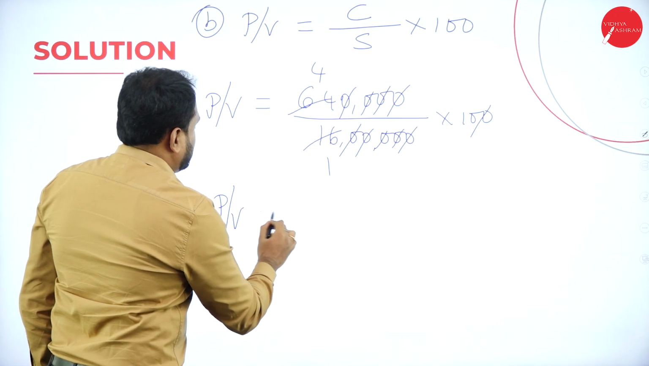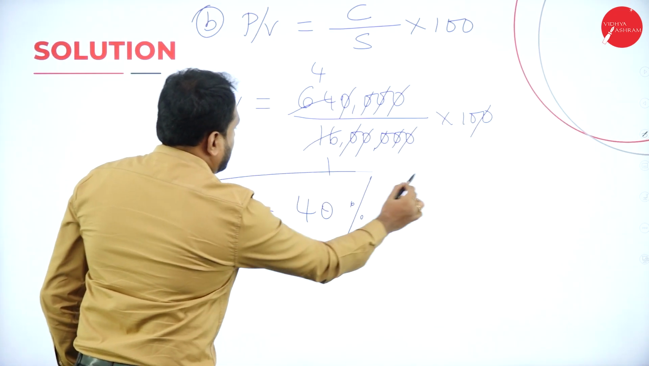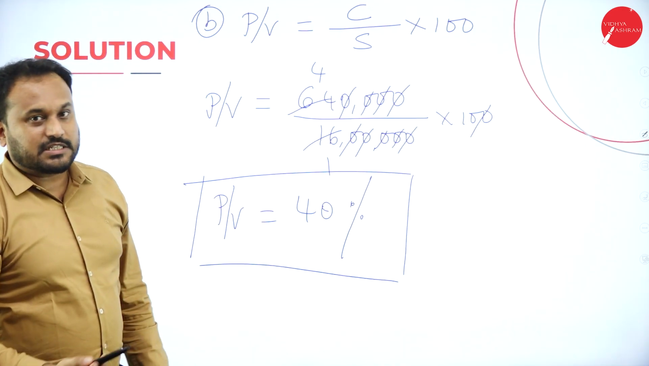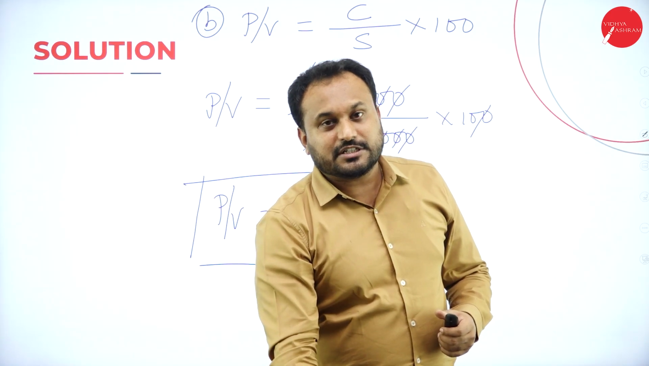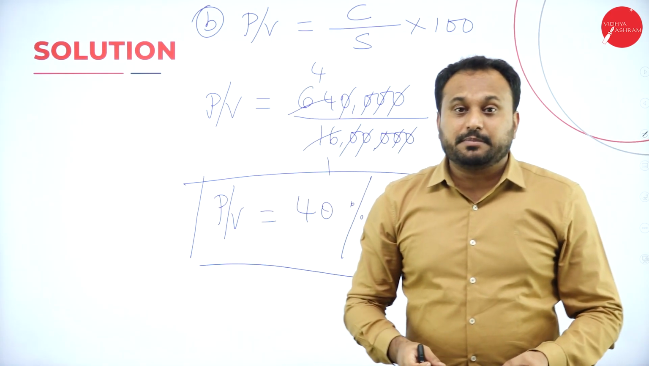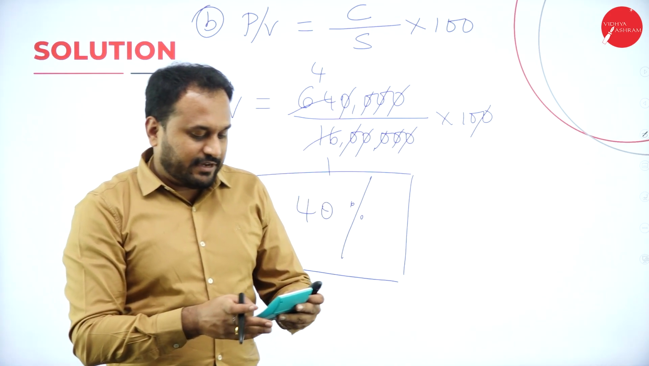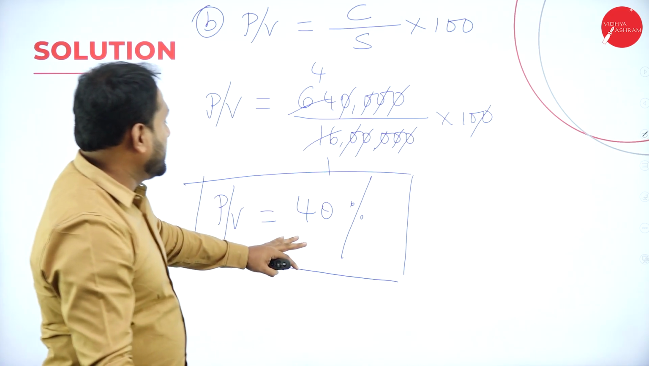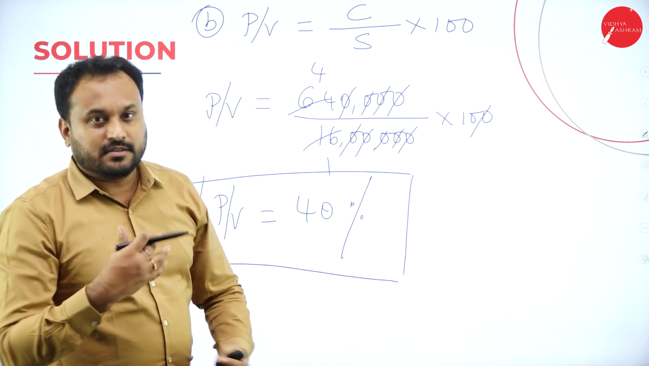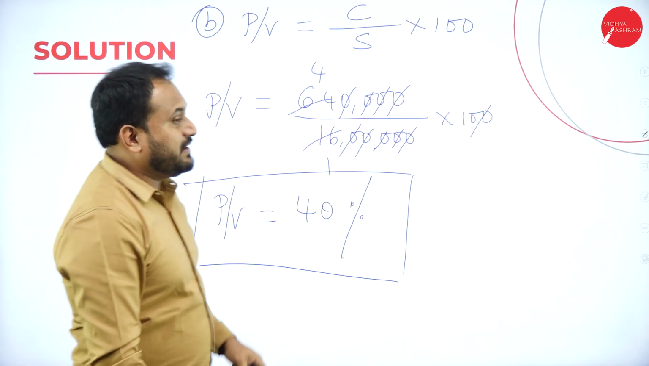40%. If I write this, I get 3 marks. Now my PV is 40%. Many a times you people make mistakes, so go with your calculator here. 64 divided by 16 is equal to 4. That means 40%. So we are correct. Always check whether what you have written is right or wrong. So this is how my PV is done.